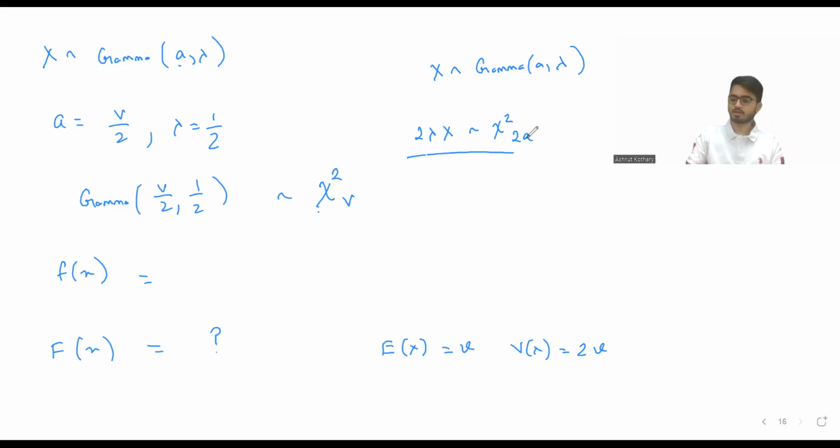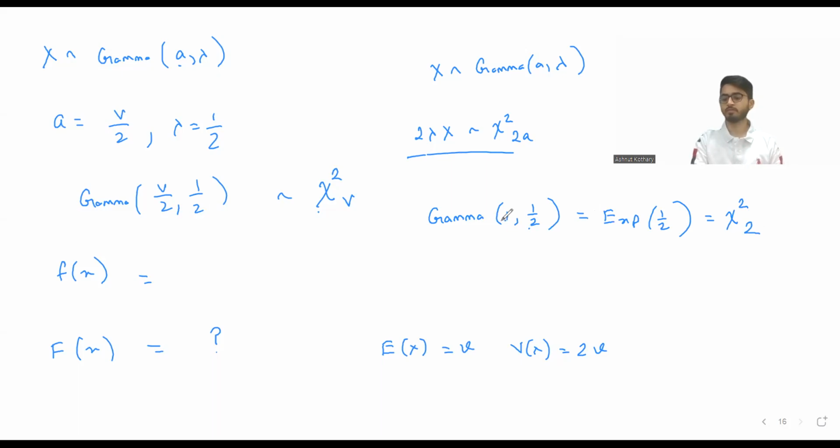And just below this, another result is that all these three distributions are exactly the same. Gamma 1 comma half. If you remember, when alpha is 1, gamma is nothing but exponential only. And if my lambda is half, then I can convert it into a chi-square distribution. Alpha is 1, so my V will become 2. So all these three are nothing but representing the same distribution. All of these have effectively the same PDF, or they are exactly the same thing.